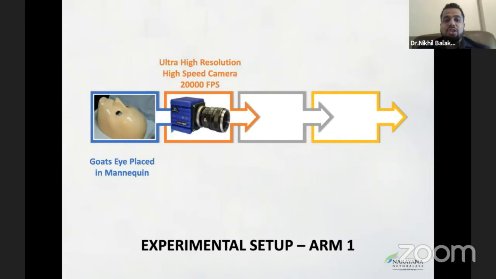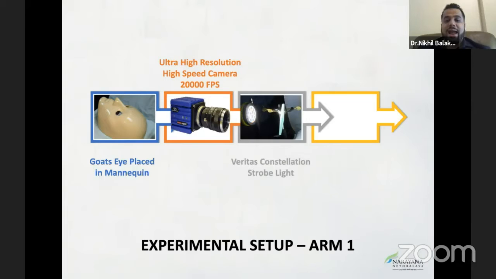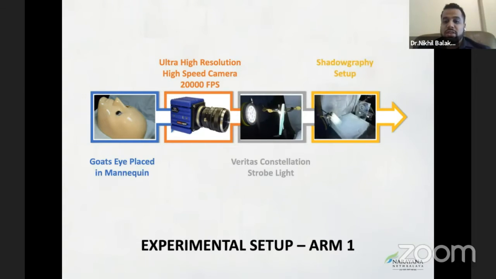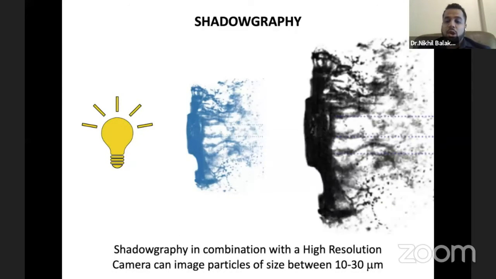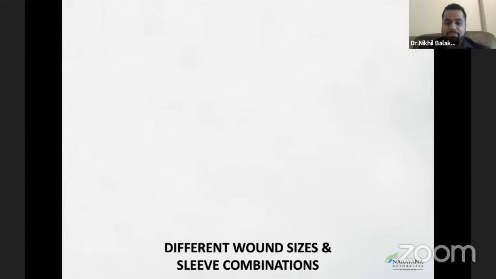An ultra high resolution, high speed camera, which captures almost 20,000 frames per second, was used. And a high definition light, a Veritas strobe light, was used. This shown in the photo is a shadowgraphy setup. So in shadowgraphy, along with a high resolution camera, we can even image particles of size between 10 to 30 microns.